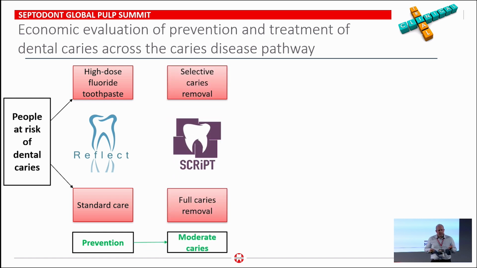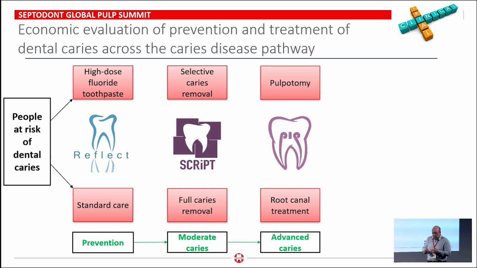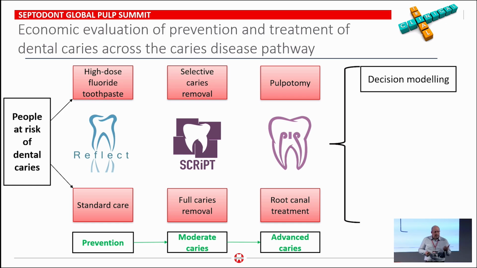Further down the pathway, do we use selective caries removal or full, complete caries removal? Further down the pathway again, are we interested in pulpotomy or root canal treatments? So all of these are individual questions along a complete pathway of care for a patient with caries. We're using methods like decision modeling to map the future, to map what it means if we can prevent caries now into the need for these treatments.